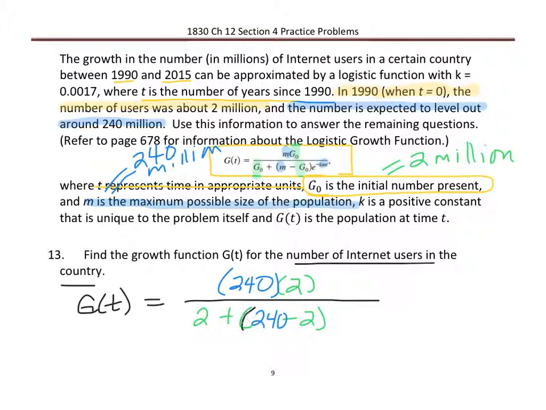And so the parentheses are actually part of the problem. And so is the base E to the negative K times M times T. And it says here K is a positive constant unique to the problem. So for right now, we have to go back up here and find out what that unique constant is. And it's approximated by a logistic function with K equal to 0.0017.